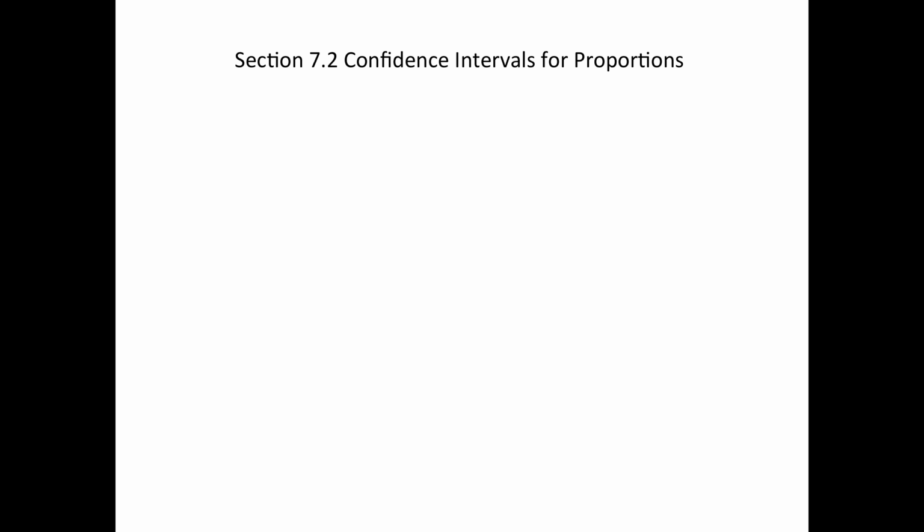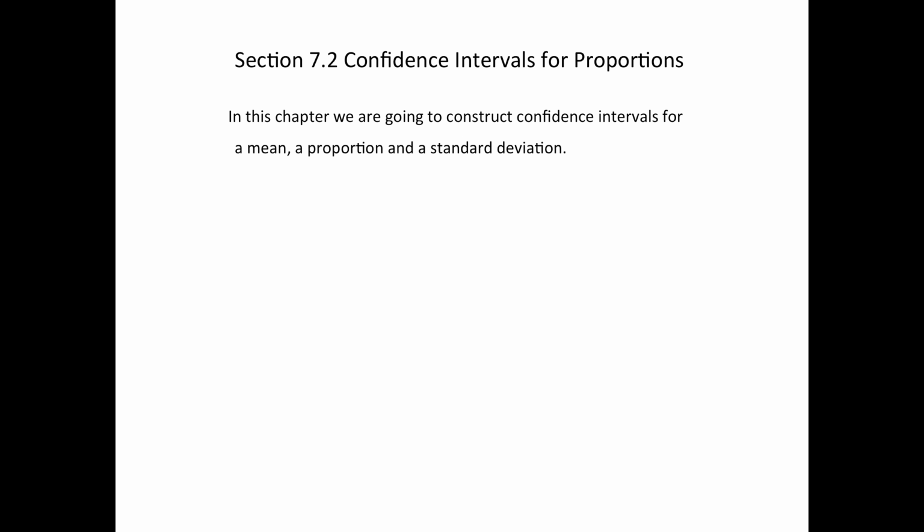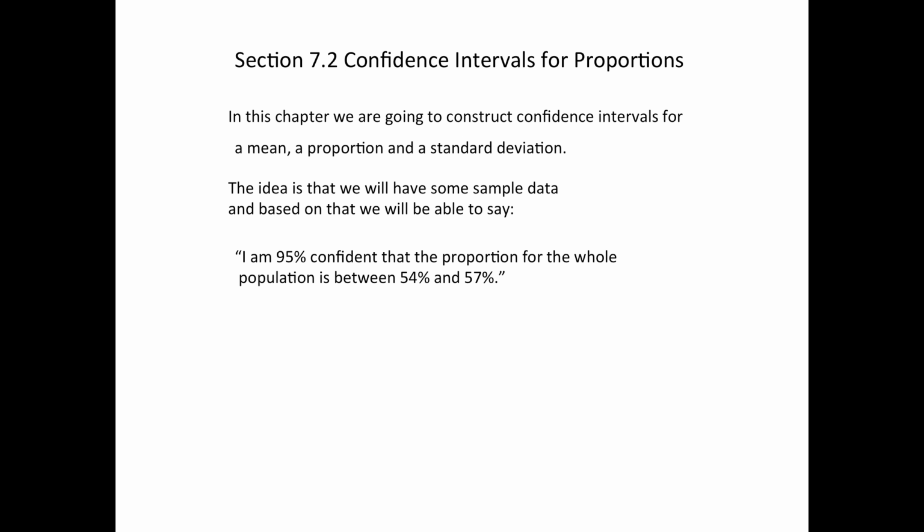Chapter 7 is about confidence intervals. We're going to be making a confidence interval for a mean, a proportion, and a standard deviation. The idea of a confidence interval is that you're going to have some type of sample data, and at the end you'll be able to say, well, I'm pretty sure the proportion is between 54 and 57%.